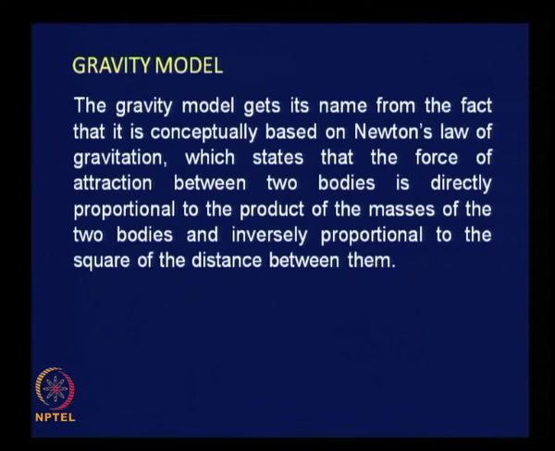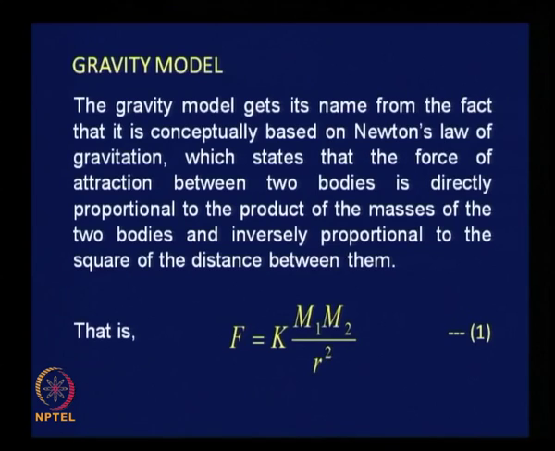And mathematically we can give Newton's law of gravitation in the form of an equation as given in equation 1. Force of attraction F is equal to K times m1 into m2 divided by r squared. R is the distance between the two bodies, square of r is given in the denominator, and K is the proportionality constant because we represent Newton's law in the form of an equation here, right. The same principle can be applied to develop a model to explain trip distribution.